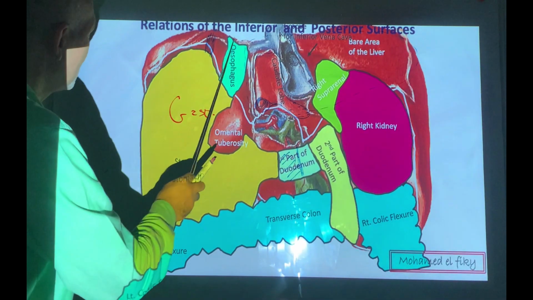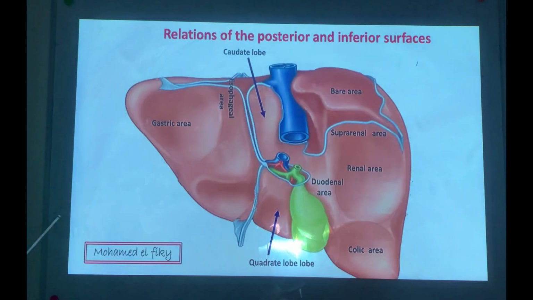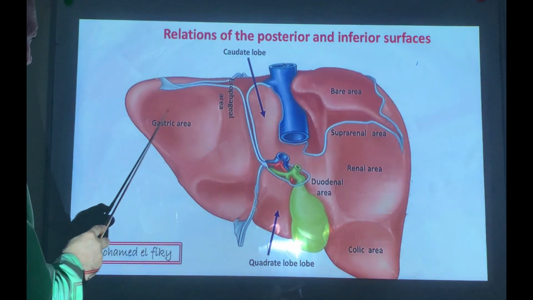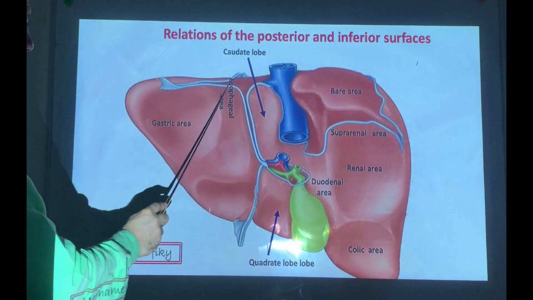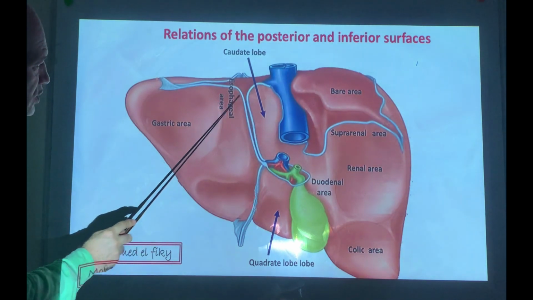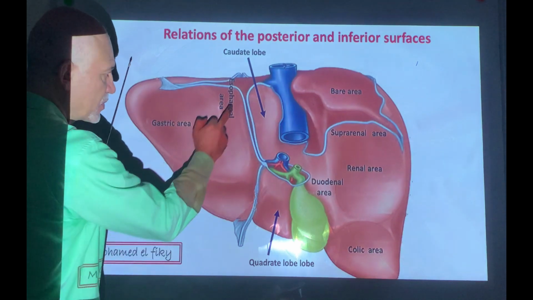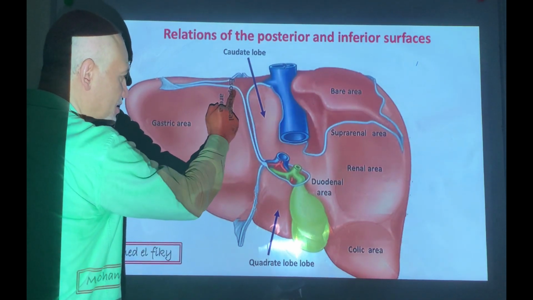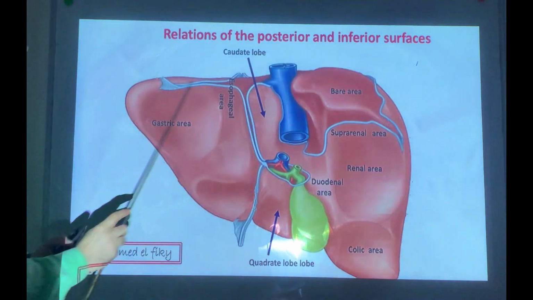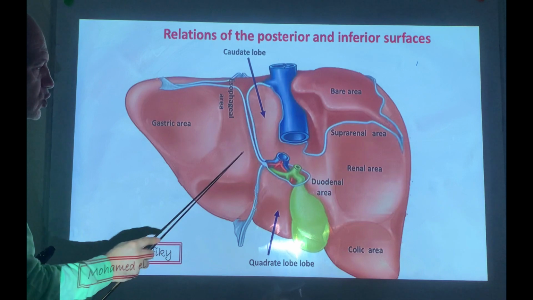And this area, remember, is related to the esophagus, called the esophageal notch. Again, in this diagram, this is the gastric area or gastric impression, and this area is called the esophageal area or esophageal notch. This is the esophageal notch where this groove is the fissure for ligamentum venosum, and just to the left side, this is the esophageal notch.